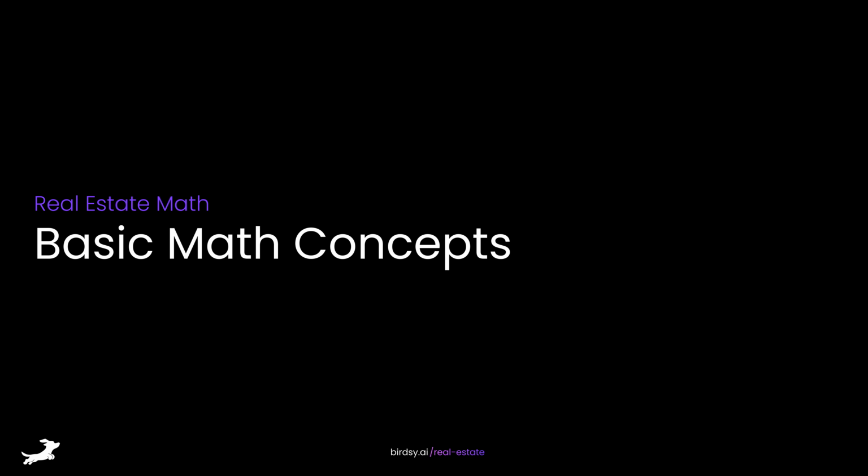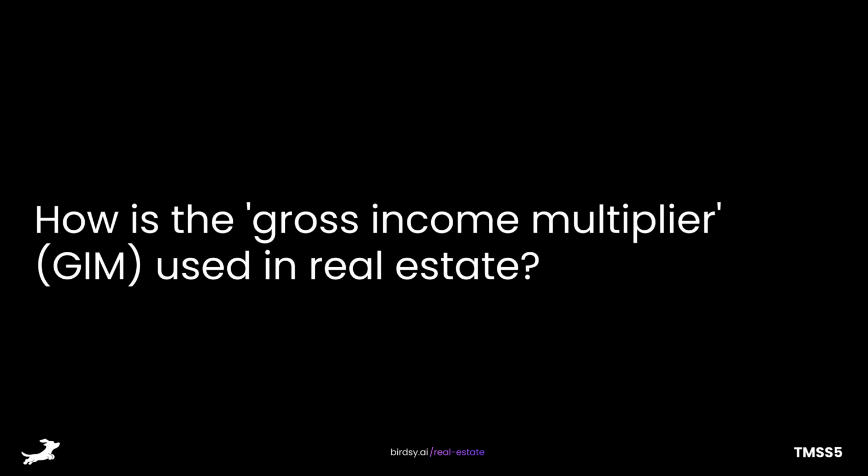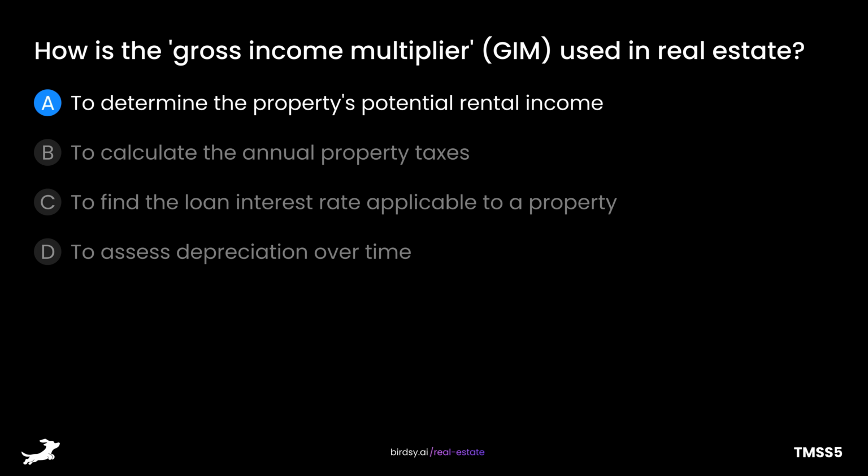Real estate math. Basic math concept. How is the gross income multiplier used in real estate? Is it A, to determine the property's potential rental income? B, to calculate the annual property taxes? C, to find the loan interest rate applicable to a property? Or D, to assess depreciation over time? The answer is A, to determine the property's potential rental income.